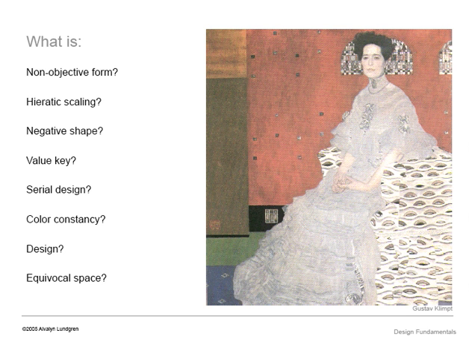So let's take a few moments to review. What is your understanding of these terms? Non-objective form, hieratic scaling, negative shape, a value key, serial design, color constancy, design itself, and equivocal space.